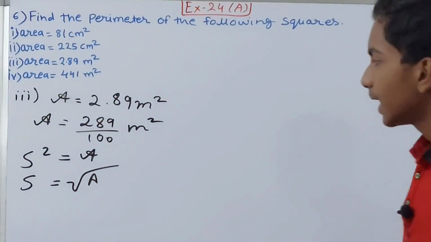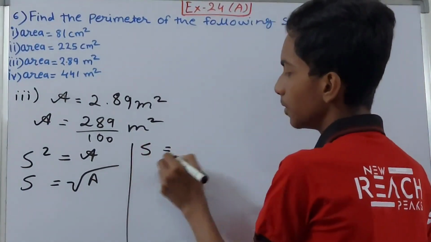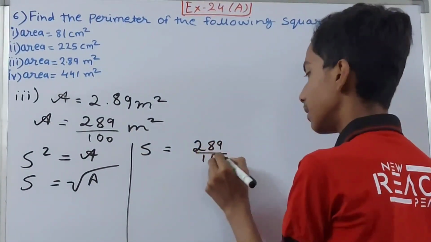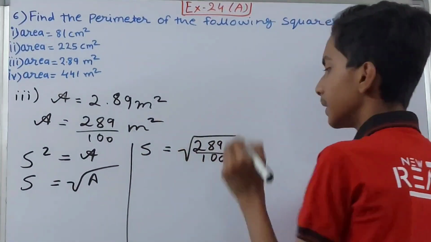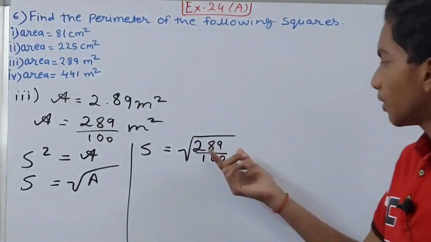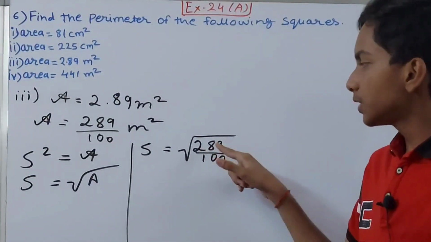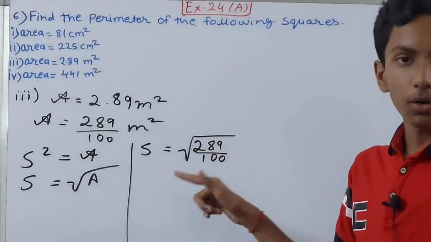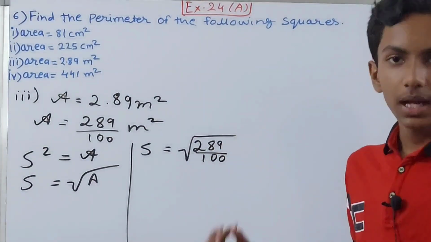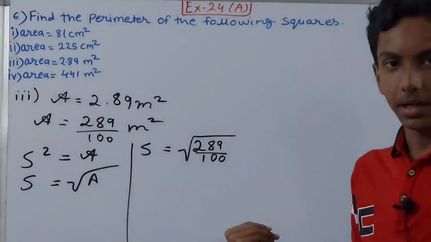So see here that again put the side here. See, side will be equal to, area is 289 by 100 and under root, right? Now here is how we can calculate the square root of a fraction. First we will find the square root of the numerator, and then we will find the square root of the denominator, both of them separately, right?